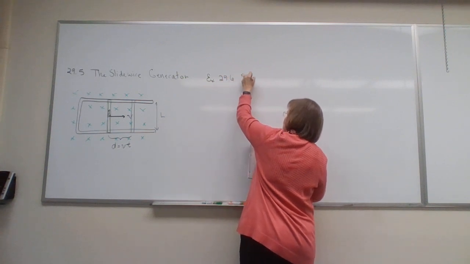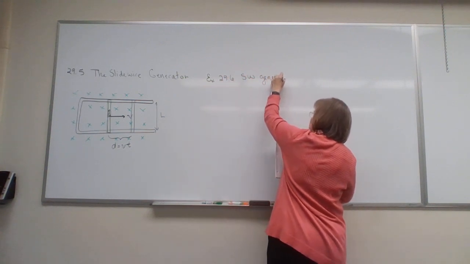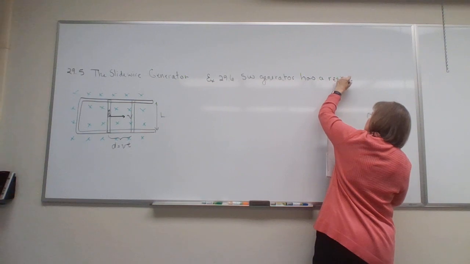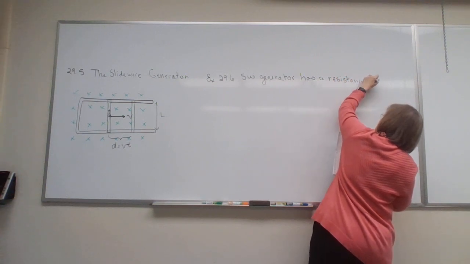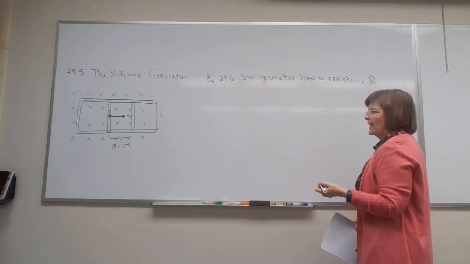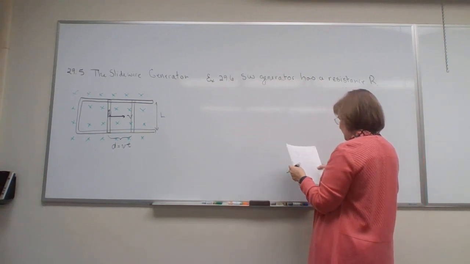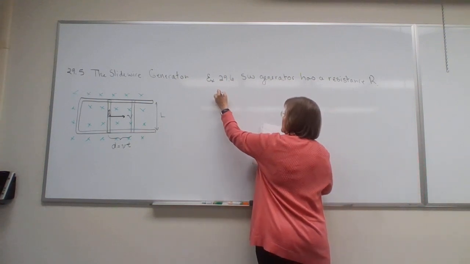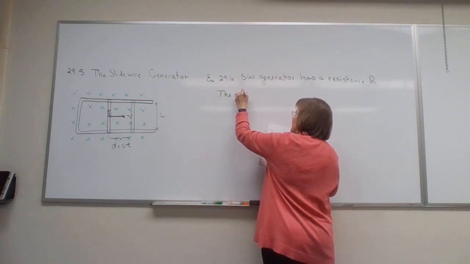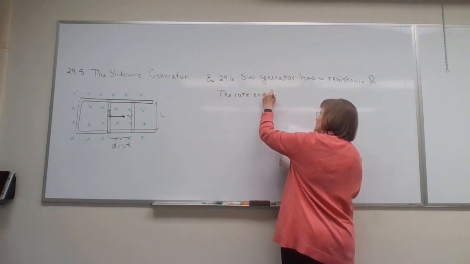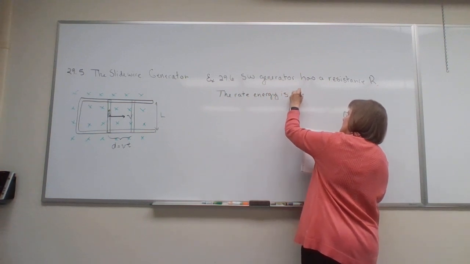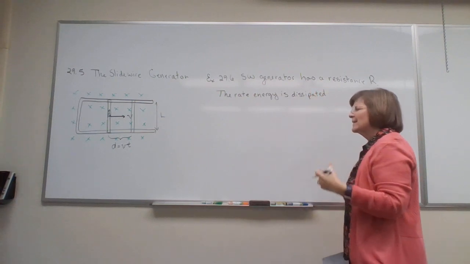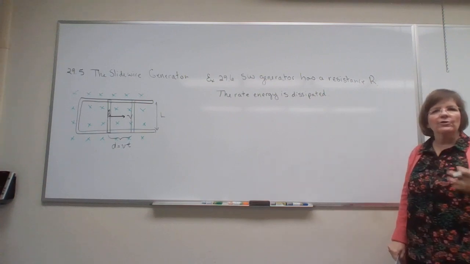Suppose that our slide wire generator that we just looked at has a resistance R. I don't think they necessarily added in a resistor, but they're just saying the resistance of that loop at a particular time is R. They want us to find two things. One is they want us to find the rate energy is dissipated. That's another way of saying the rate that the energy is being used.